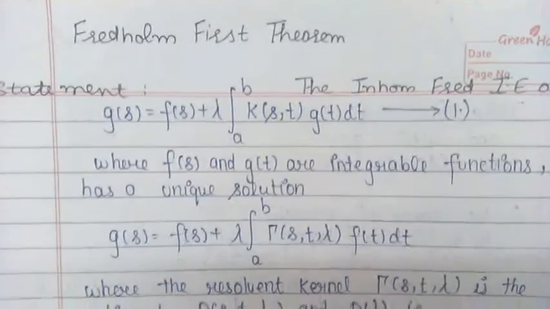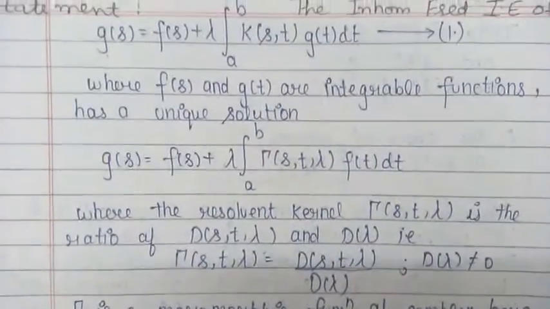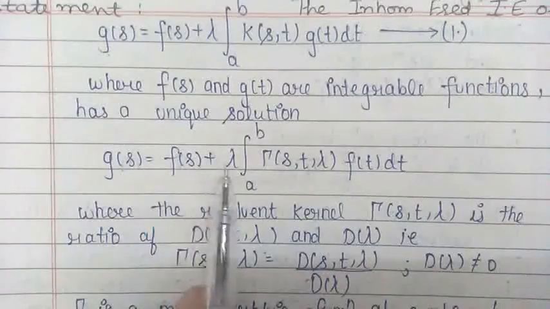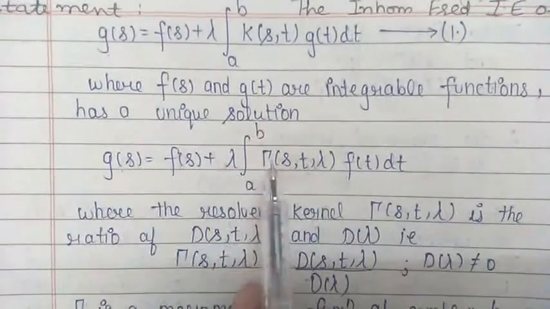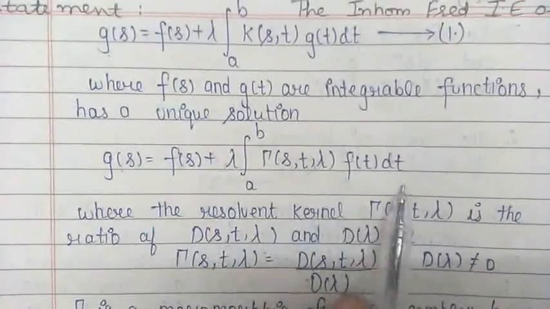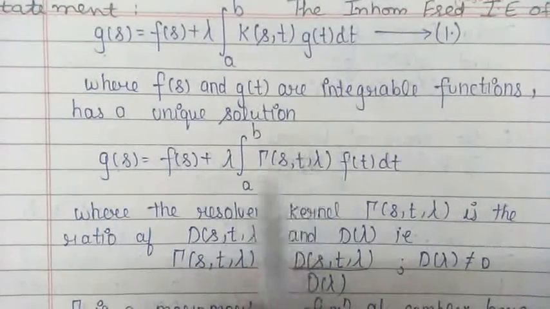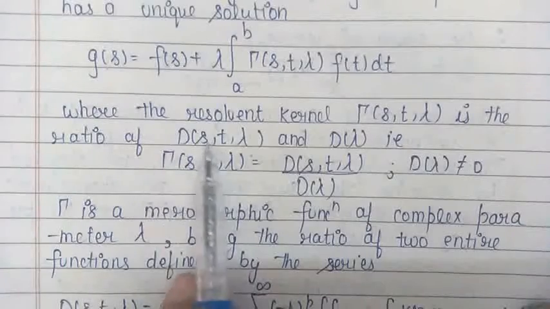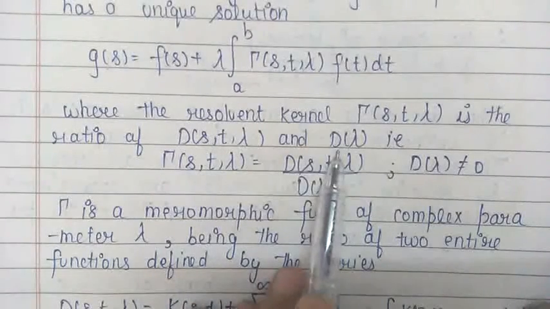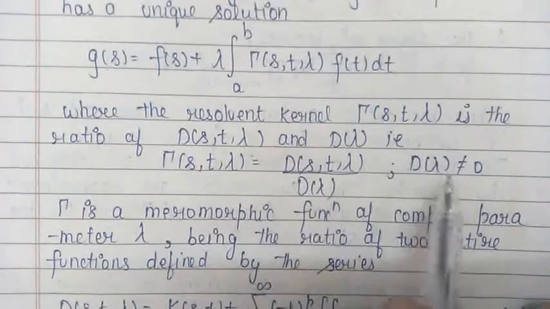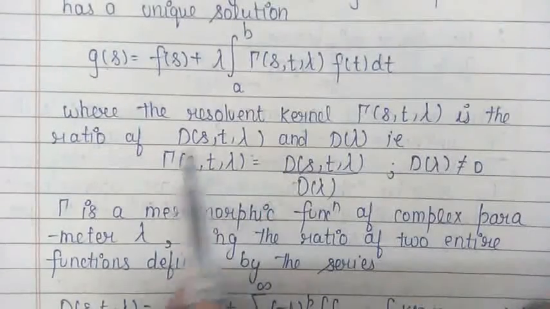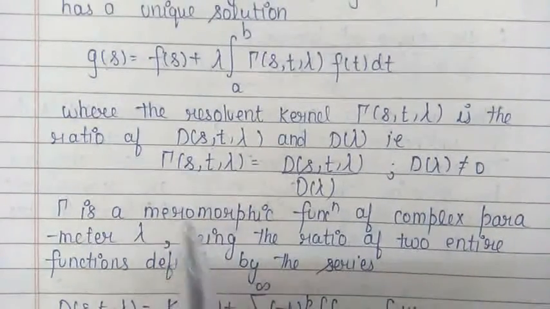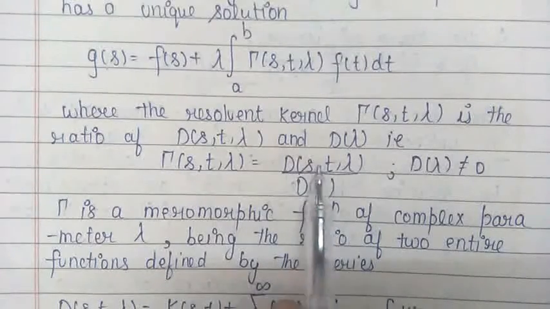We will prove that this equation has a unique solution given by g(s) = f(s) + lambda integral from a to b gamma(s,t,lambda) f(t) dt, where the resolvent kernel gamma is the ratio of the determinants D(s,t,lambda) and D(lambda), where D(lambda) should be non-zero. This gamma is a meromorphic function of the parameter lambda, and it is the ratio of two functions.